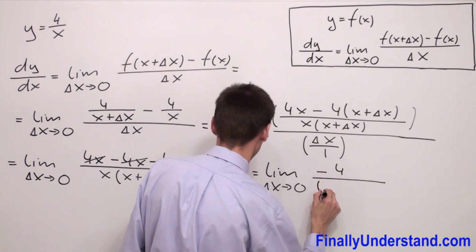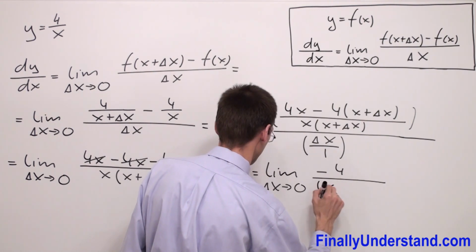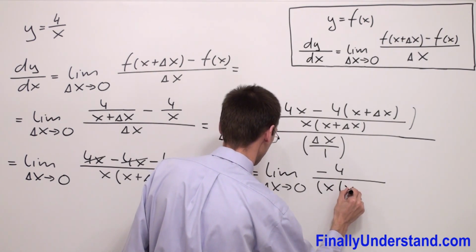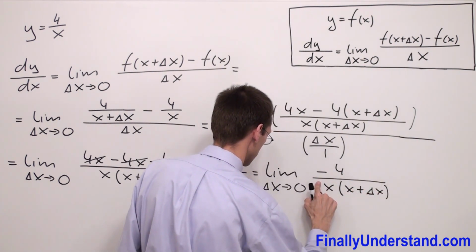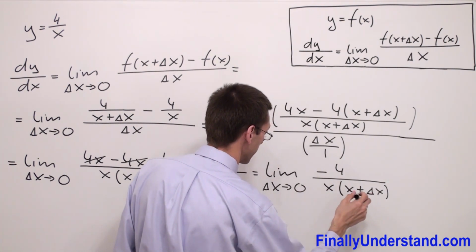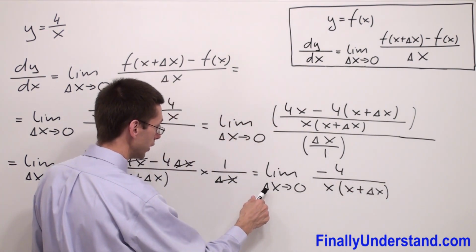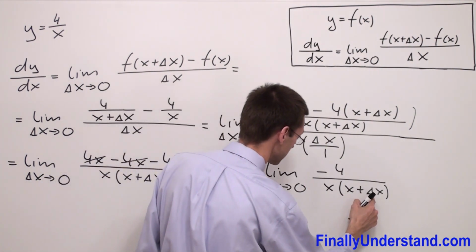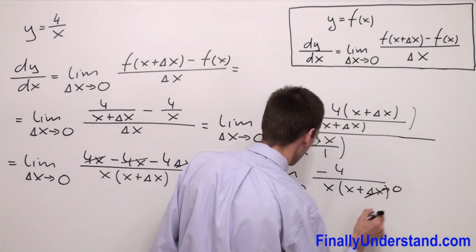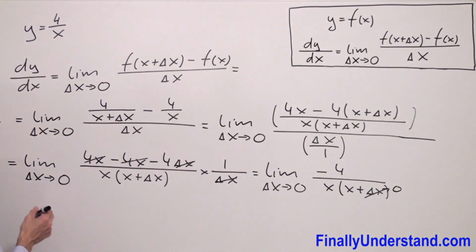Okay? So we're going to end up with negative 4 over x times x plus delta x. I added an extra bracket, we don't need that. So please realize that we have delta x approaching 0. So it means that this delta x will approach 0. So let's take a look at what we have got. We have negative 4 over x squared. And this is the solution to my problem.